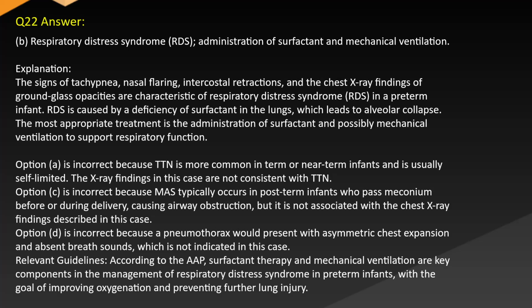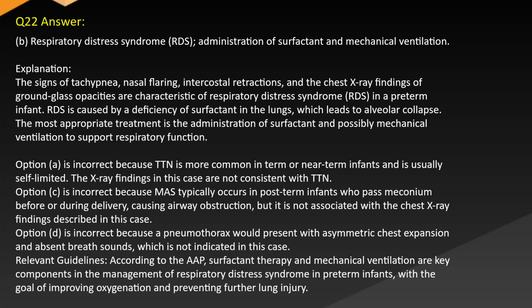Answer. B. Respiratory distress syndrome, RDS. Administration of surfactant and mechanical ventilation. Explanation. The signs of tachypnea, nasal flaring, intercostal retractions, and the chest X-ray findings of ground glass opacities are characteristic of respiratory distress syndrome (RDS) in a preterm infant. RDS is caused by a deficiency of surfactant in the lungs, which leads to alveolar collapse. The most appropriate treatment is the administration of surfactant and possibly mechanical ventilation to support respiratory function.